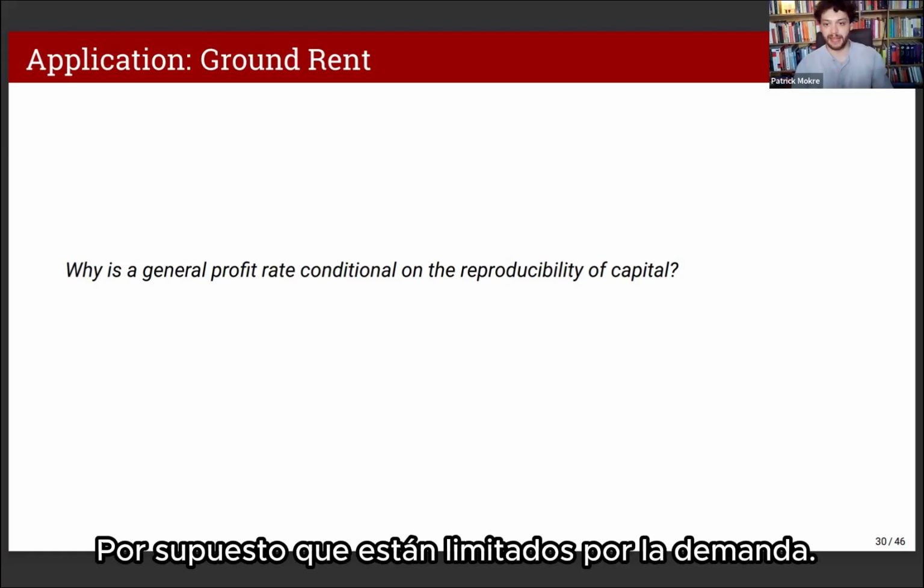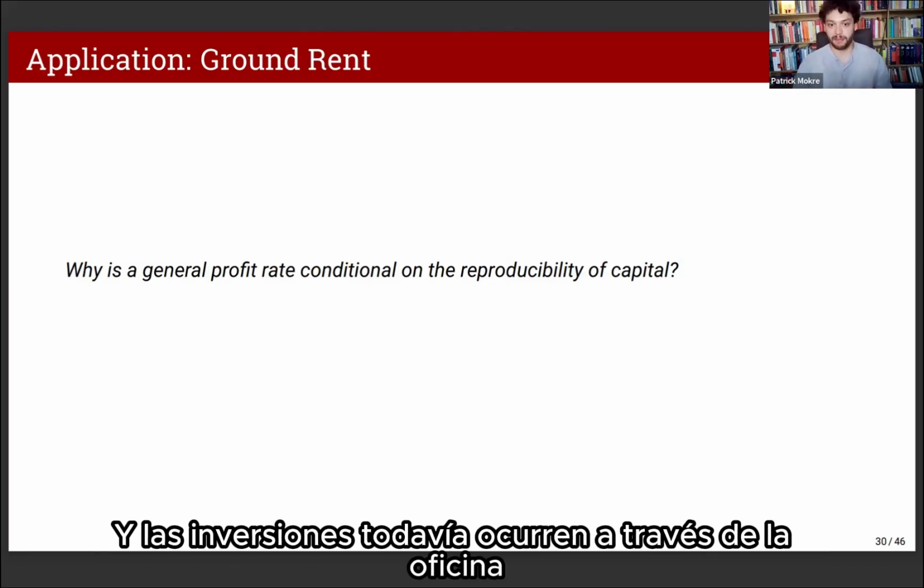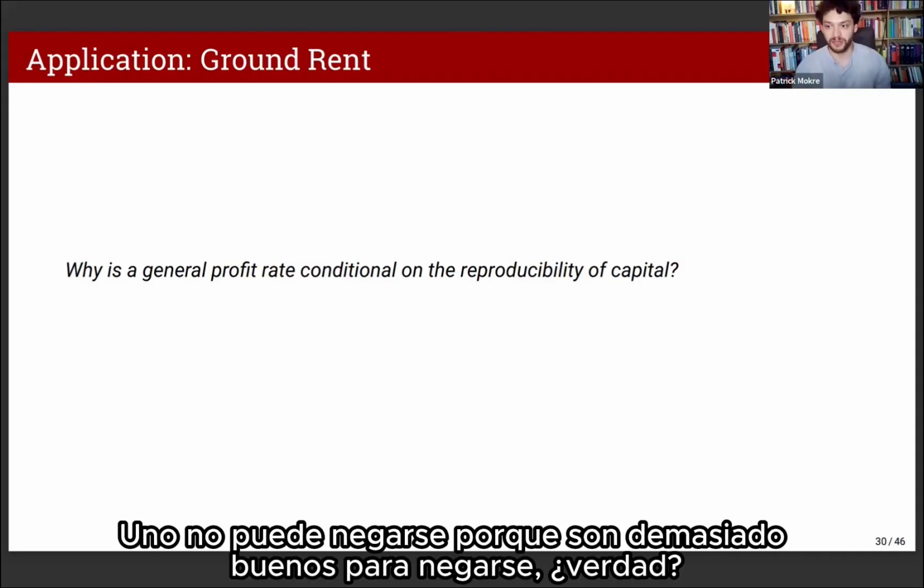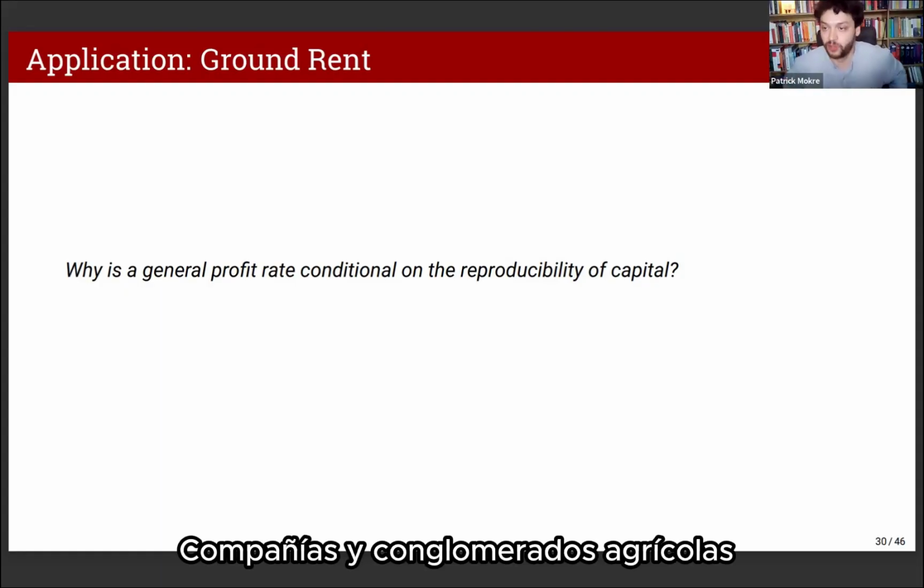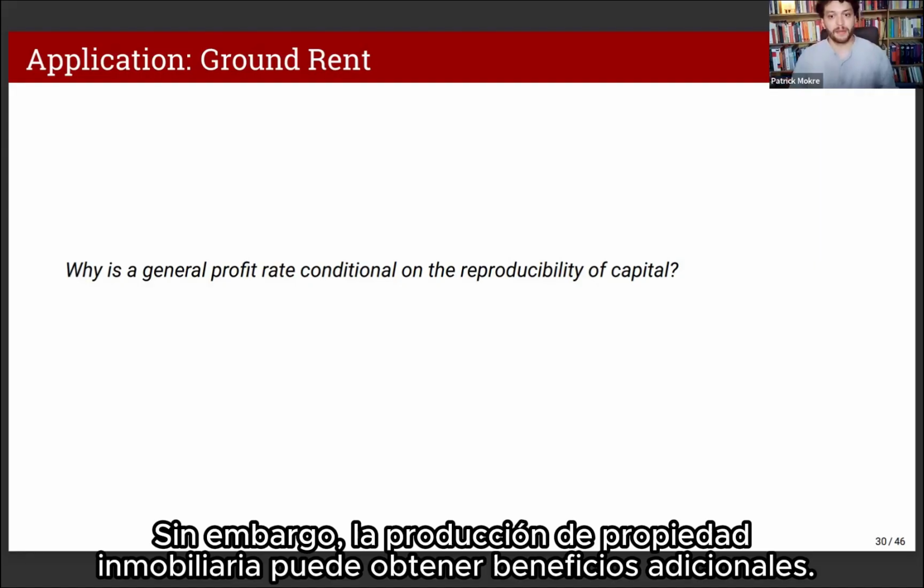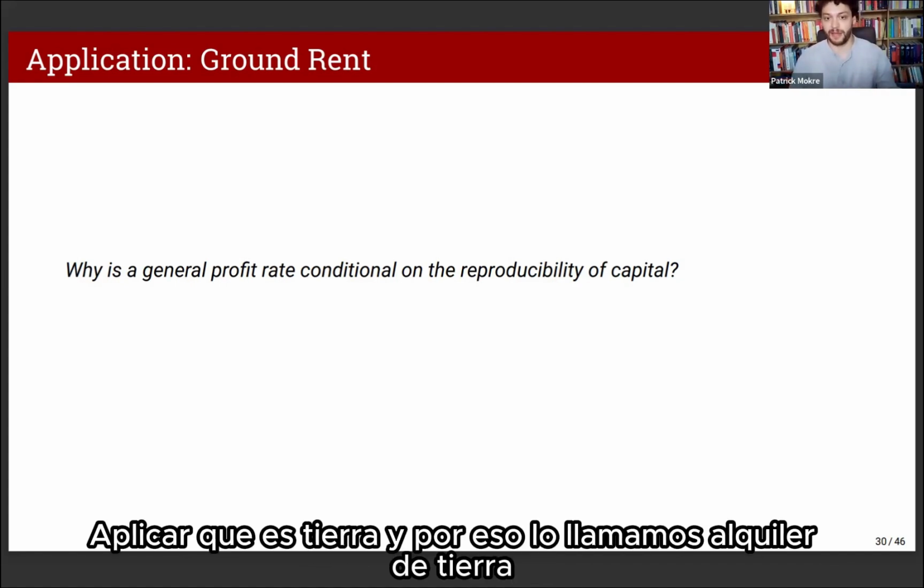They're limited by demand, by available alternatives to the commodities, and an investment still happens either through offers one cannot refuse because they're too good to refuse, right? Or by share buying in financialized agricultural companies and conglomerates. Nevertheless, production on landed property can realize extra profits. And these extra profits are tied to the type of capital that they apply, which is land. And this is why we call it ground rent.